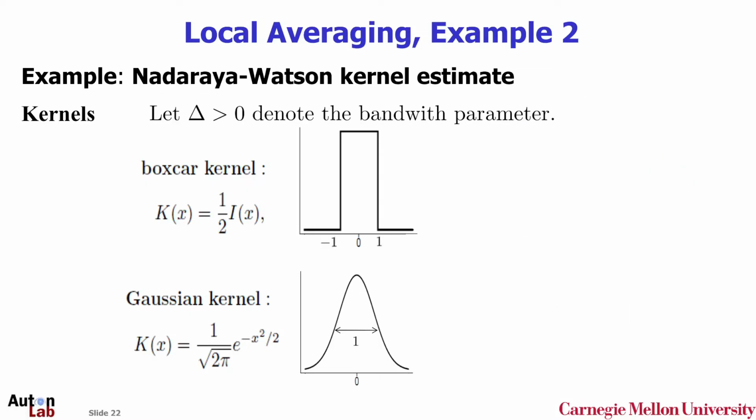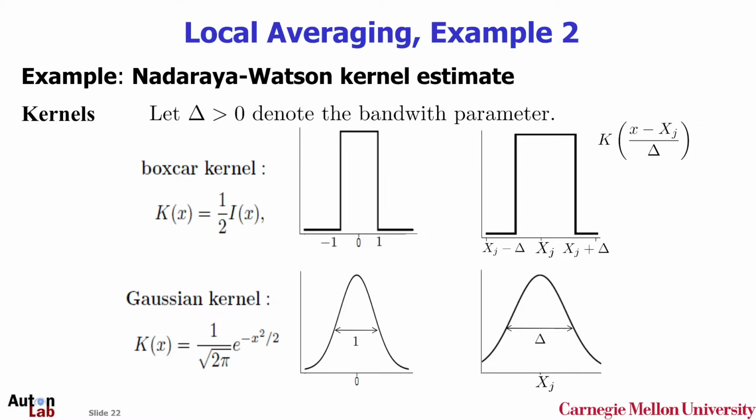The second example for local averaging is the Nadaraya-Watson kernel estimate. This is a generalization of the kernel density estimator to regression problems. Let k be a bump function or kernel function. We defined these when we discussed the kernel density estimators. These are arbitrary non-negative functions with integral 1, and let's also assume that they have maximum values at 0. Two of the most popular kernels are the box kernel or boxcar kernel, also known as window kernel, and the Gaussian kernel, which is just the density function of the standard Gaussian distribution.